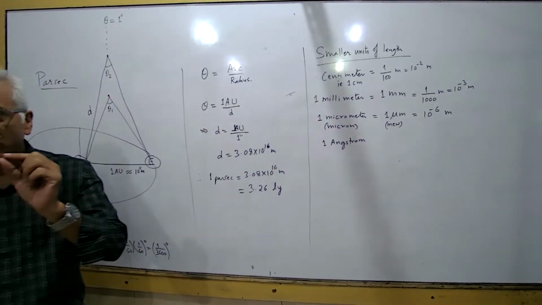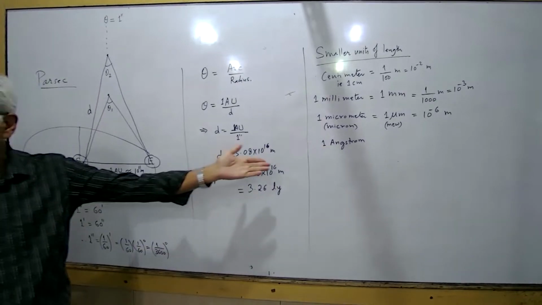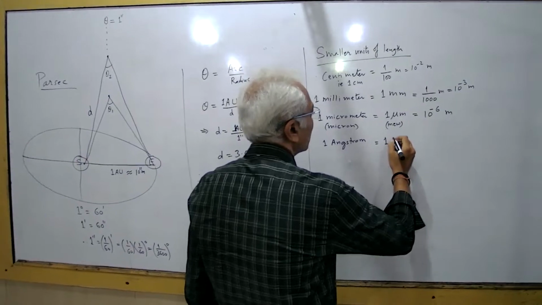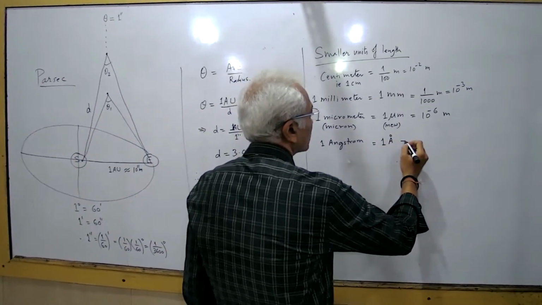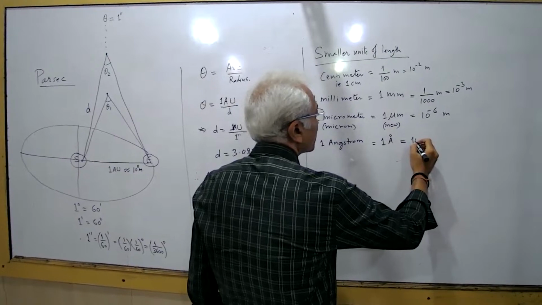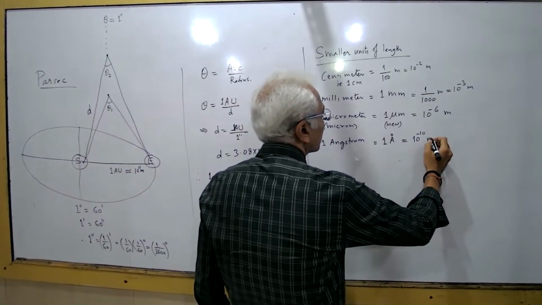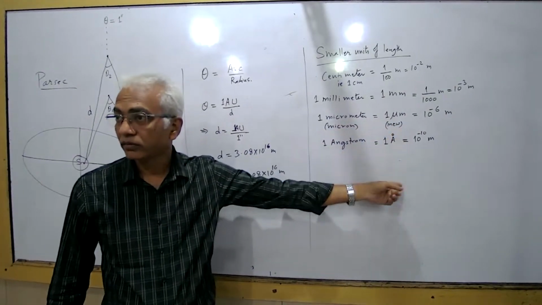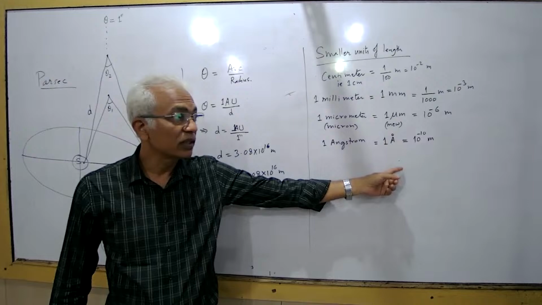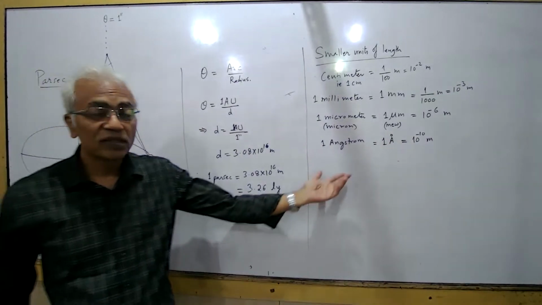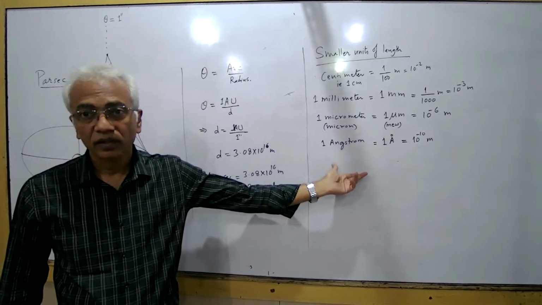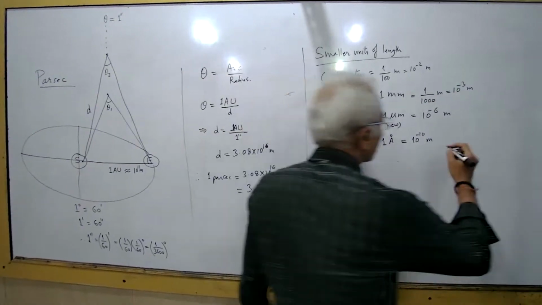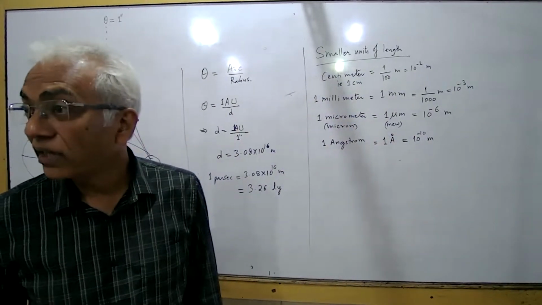Okay, so there are very small lengths also. Now we are going to an even smaller length, which is the angstrom. It's written as 1 angstrom, and this is equal to 10 raised to minus 10 meter. It is 10,000 times smaller than a micrometer. So this is the size of the atom. The diameter or radius of the atom is roughly this much.